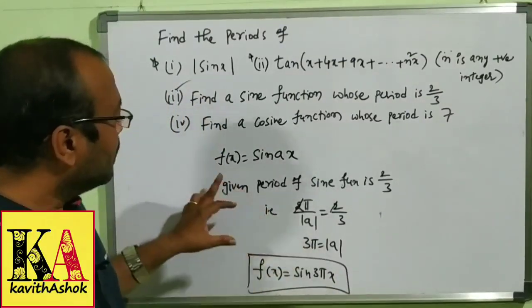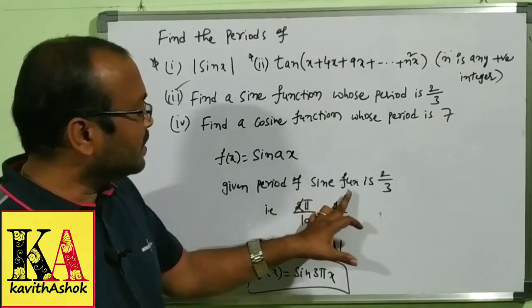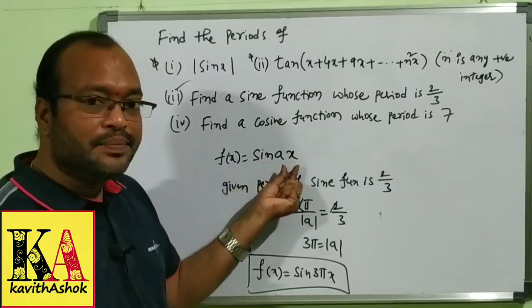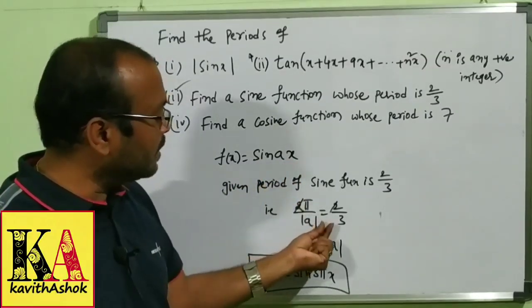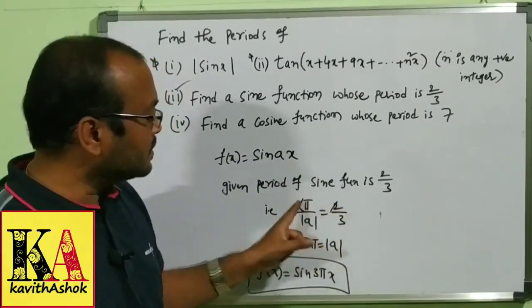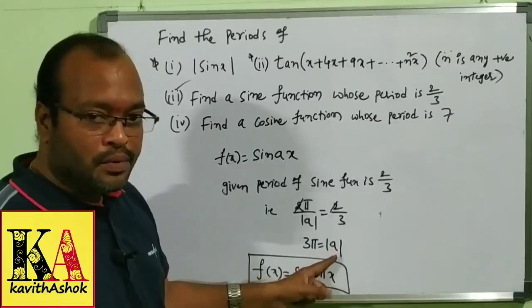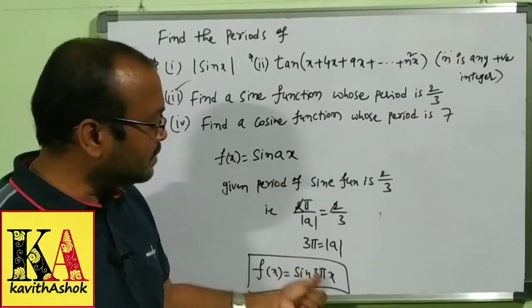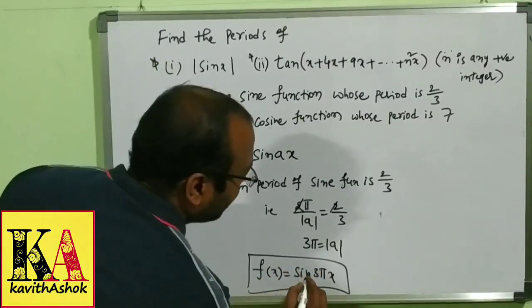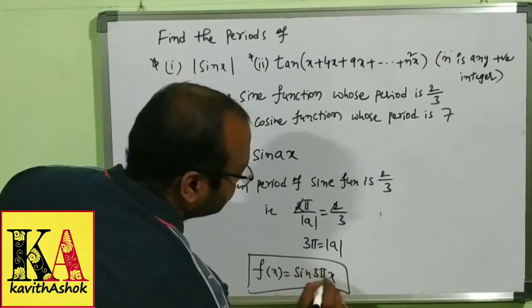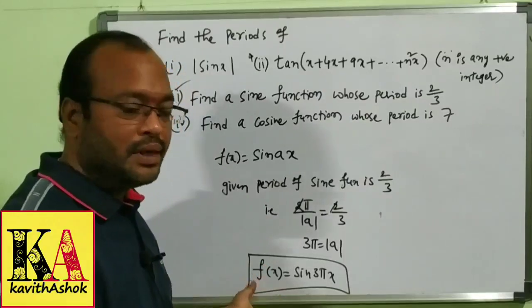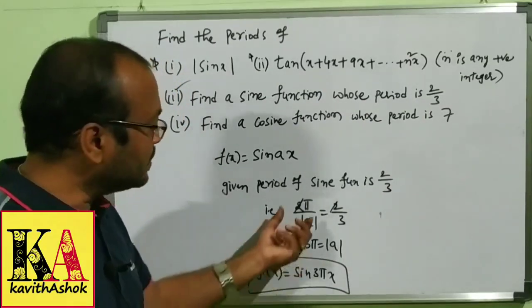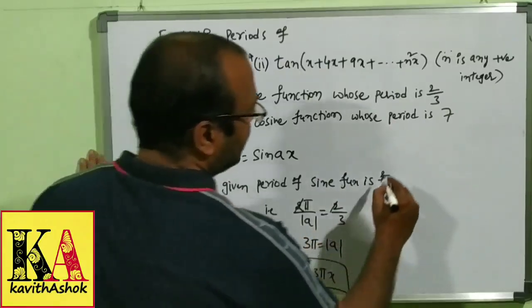One more time. Given the period of the sine function is 2 by 3, just equate it to the period. Sin ax period is 2 pi by mod a. 2 pi by mod a value is 2 by 3. 2 gets cancelled, cross multiplication. 3 pi is equal to mod a. Mod a is nothing but a only. F of x is equal to sin, in the place of a, we will replace with 3 pi. Or simply we can write mod 3 pi also. Mod 3 pi also, we can get the same thing. If plus 3 pi x is there, or minus 3 pi x is there, we can get the same answer because mod is there.